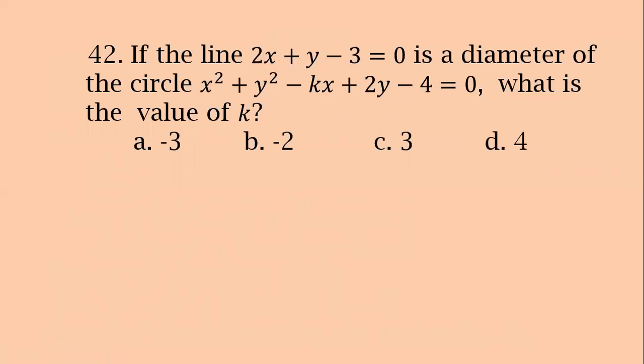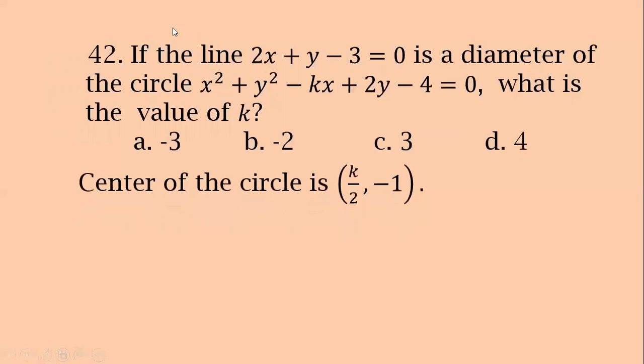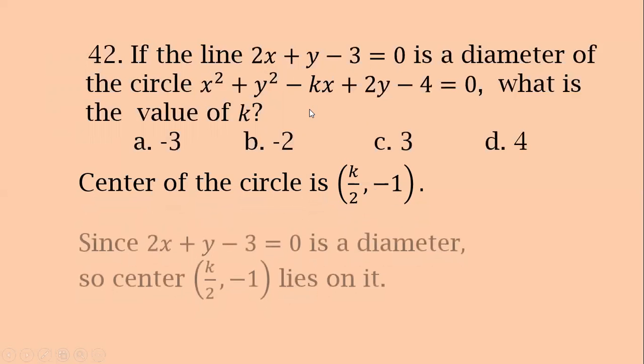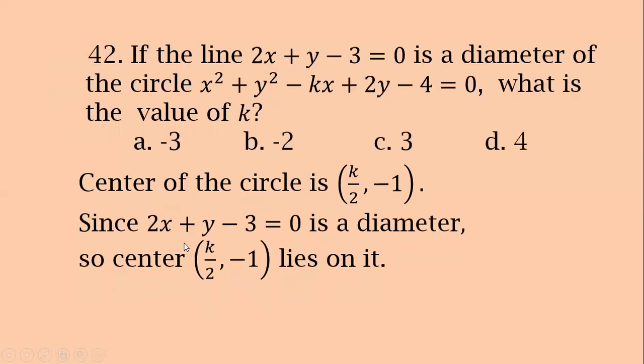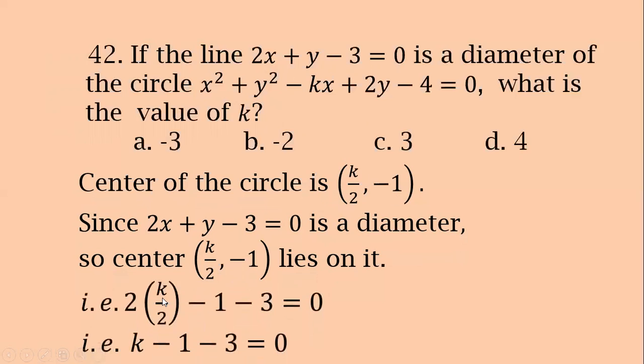So what is the center here? (k/2, -1). So definitely the center lies on the diameter. So if we put this point on this diameter, we get 2 times (k/2) minus 1 minus 3 is equal to 0. And finally we get k is equal to 4. So this is the value of k.